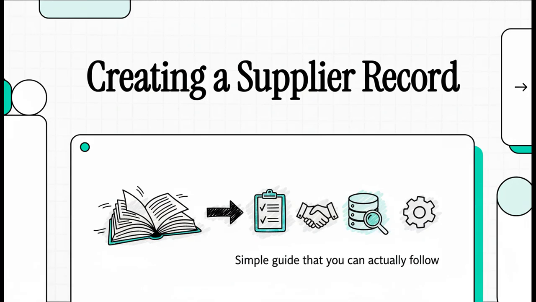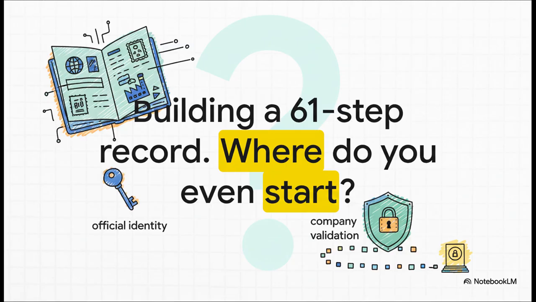You know that feeling when you get a technical manual and it's like 61 steps long? Yeah, your eyes just glaze over, right? Well, today, we're going to fix that. We're tackling the process of creating a new supplier record, and we're going to turn that monster of a manual into a simple, clear guide. Okay, so a 61-step process. Where do you even begin?